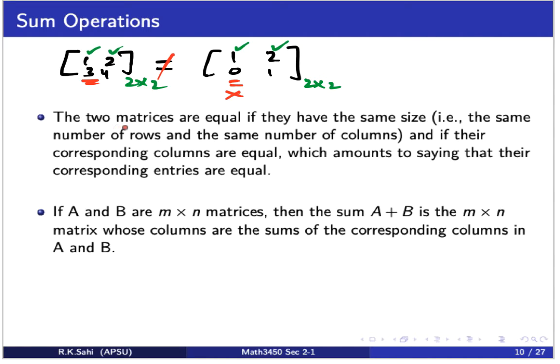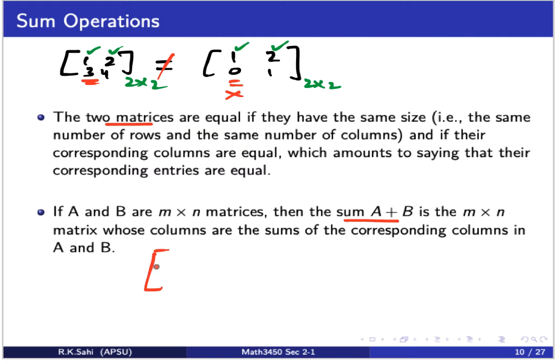So when we say two matrices are equal, it means they not only have the same sizes, but the corresponding elements at their respective positions in the matrices also have to be the same. Okay. So if A and B are M cross N matrices, then the sum of these two matrices is basically we add the corresponding columns or the corresponding entries in the appropriate position.